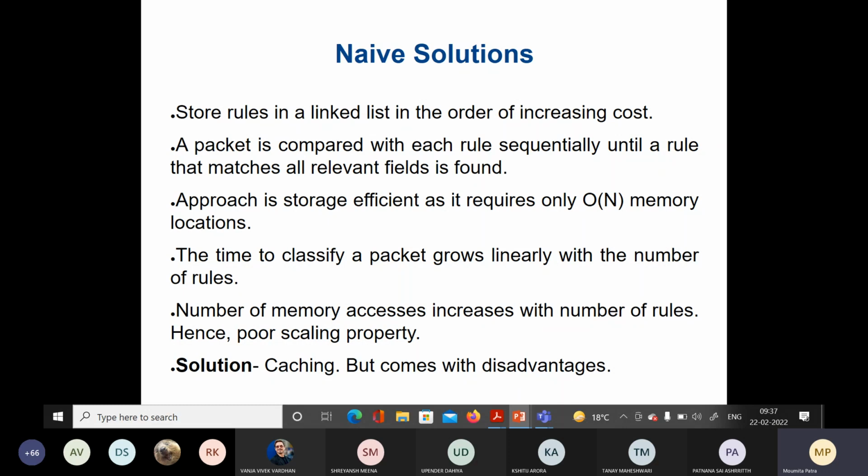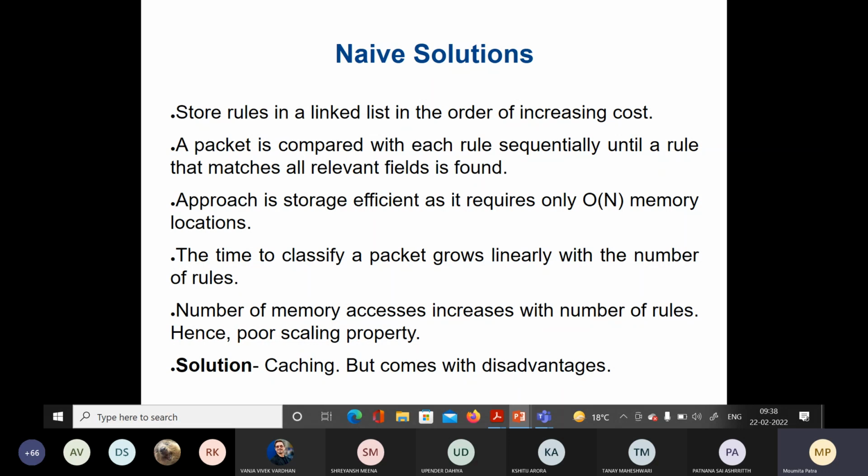So what we are doing is we store rules in a linked list in the order of increasing cost. While we are looking at the cost part here, please remember that there can be scenarios where our packet's header fields might match with more than one rule. If that happens, then we need to make a selection, or a tie-breaking. That is done by considering the cost. We choose the one which has the minimum cost. That is why we store the rules in a linked list in the order of increasing cost. Then the packet's content, in the sense of header field content, is compared with each rule sequentially until we find a rule that matches the relevant fields of the packet. Okay, so these are basically the steps used in the naive solution.